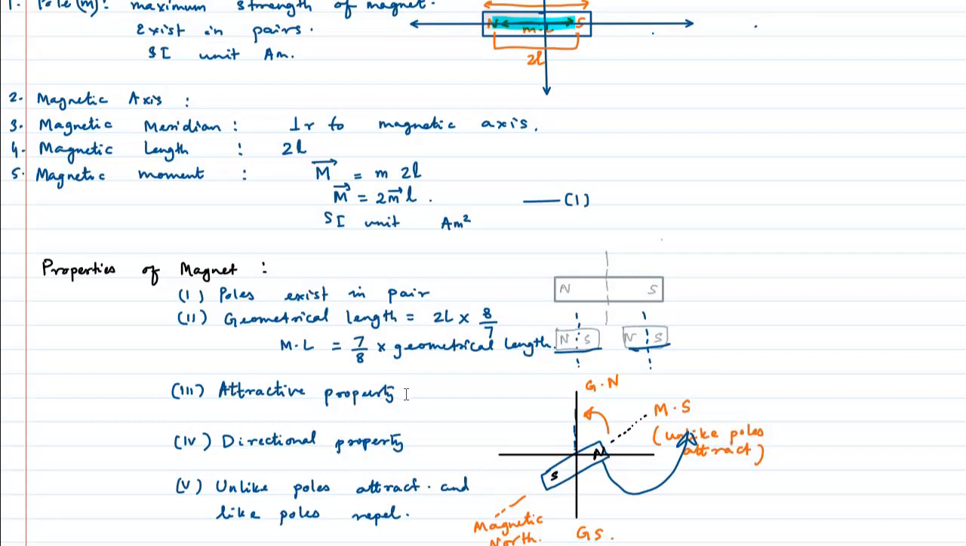Attractive property I have written in the PPT, still I want to discuss it, because all the magnets will attract magnetic materials which are specifically ferromagnetic. Now it will also attract unlike poles of another magnet, meaning if it is a north pole we are looking at, then it will definitely attract a south pole. A south pole will definitely attract a north pole. This is called the attractive property of a magnet.